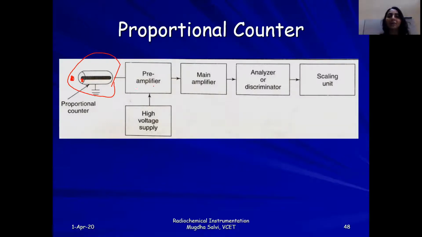You have a preamplifier, which is nothing but a voltage follower. Then you have the main amplifier, which has the gain in the range of 1000 to 5000. Then you have an analyzer or a discriminator. Now, what do we mean by an analyzer or a discriminator? It basically would mean that it will identify certain pulses and will neglect certain pulses. That is a discriminator. Then you have a scaling unit, which is going to count these pulses.